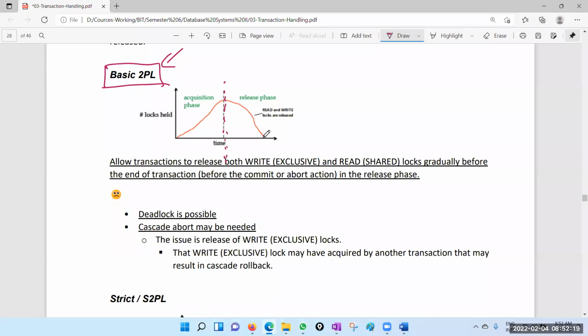And in the release phase, we gradually release both read and write locks, or the write exclusive and shared locks. But until you come into the second phase, you don't release. So here you only acquire. Now you start releasing, but when you are releasing, you release both read locks and write locks, so the shared locks and exclusive locks gradually. So that is called basic two-phase locking.